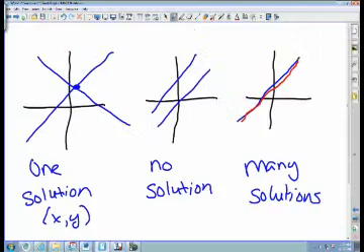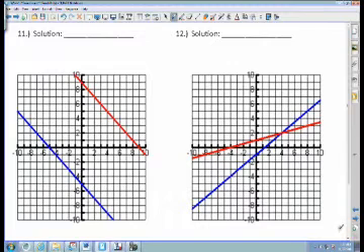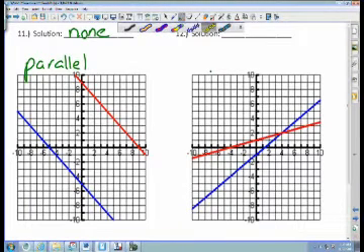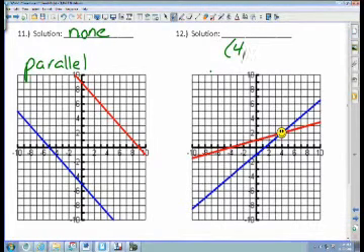Number 11, right there. If I told you to put a dot where the 2 lines intersect, do they intersect? Do they touch each other? No, they're parallel. So there is no solution. So you just write none. The next one, put a dot where the 2 lines intersect. That ordered pair right there is you go over 4 and up 2. So your solution should be (4, 2).